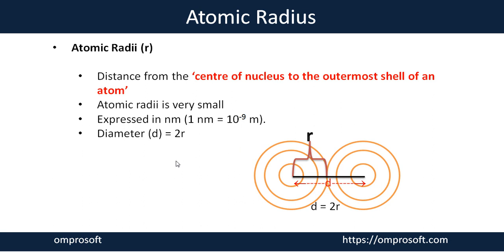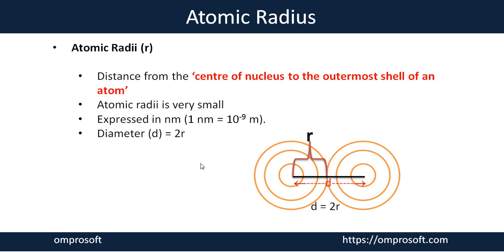Now we discuss diameter. What is diameter? When two atoms bind together, the distance from the center of the nucleus of one atom to the center of the nucleus of another atom is called diameter. Or we can also say it is the distance between two nuclei. This is called diameter, which is represented by small d. The value of diameter is just double the atomic radius. So we can say d equals 2r.